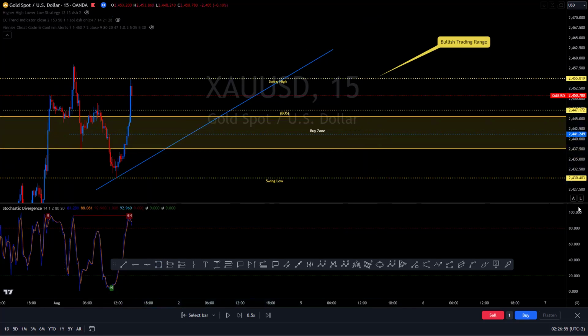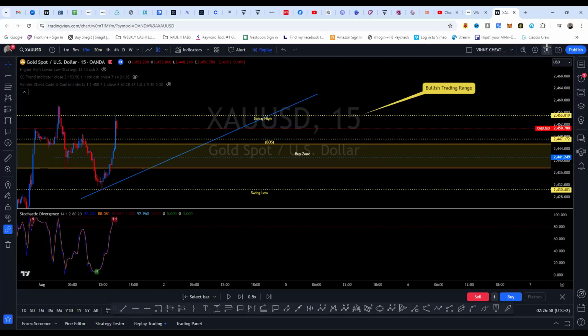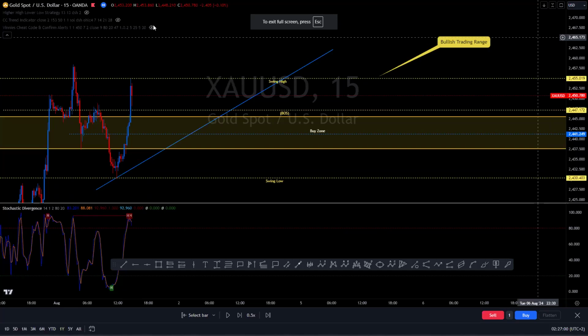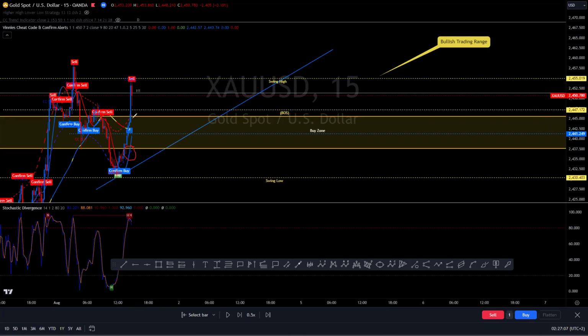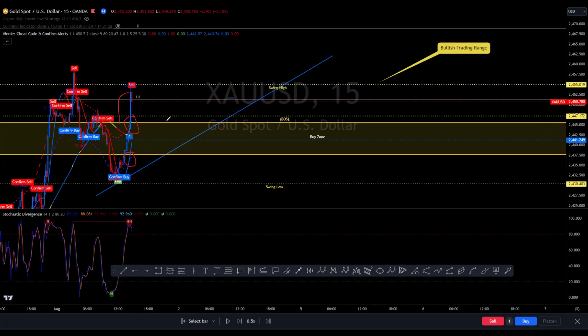Then the very next thing we're going to do is turn on the cheat code indicator and see if our Bollinger Band matches with everything, which kind of does. The bottom Bollinger Band is here and the top one is up here. So price is sticking out of the Bollinger Band here.